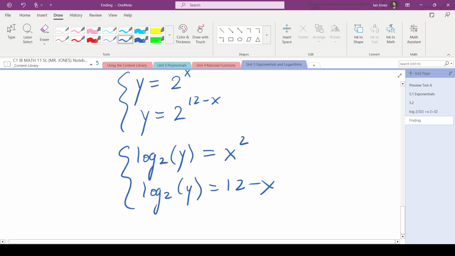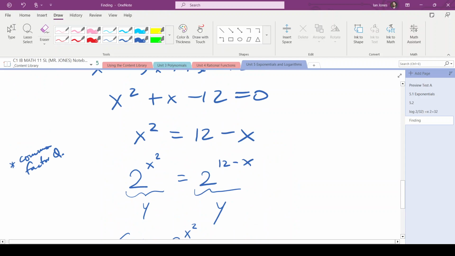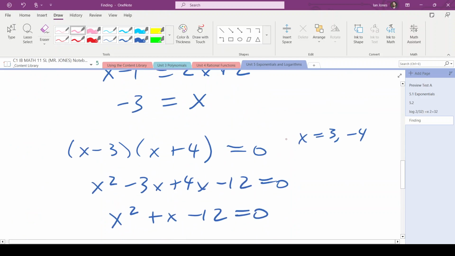Okay, so we could make this our question, right? This here could be the question, a system of equations with logs. And then we would have to turn it into exponential form, make them equal, basically go back through this way and end up with our solution right here.